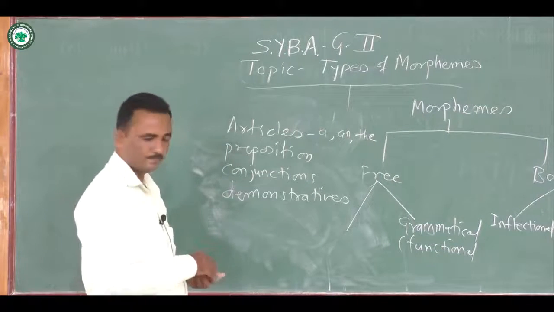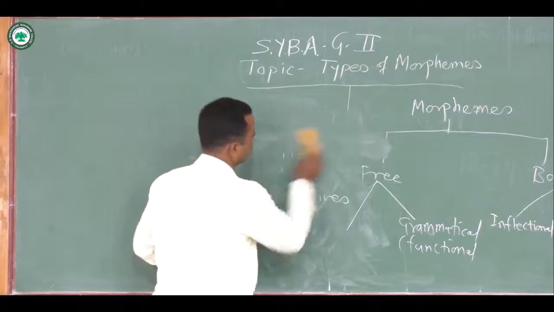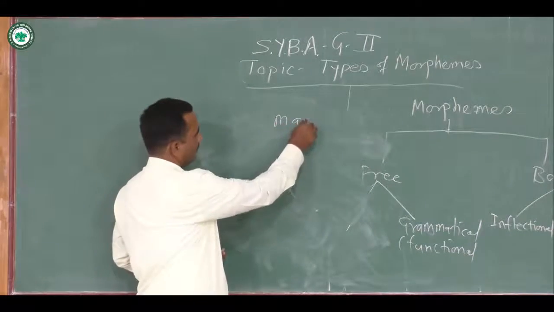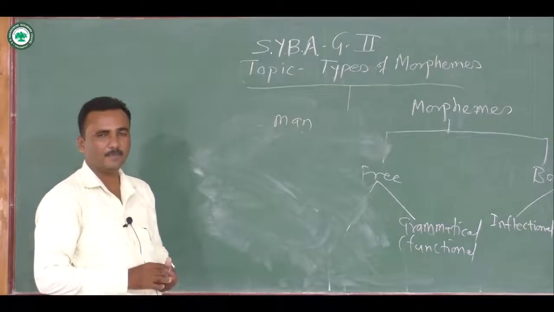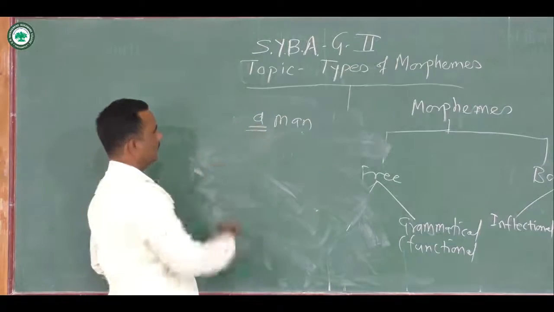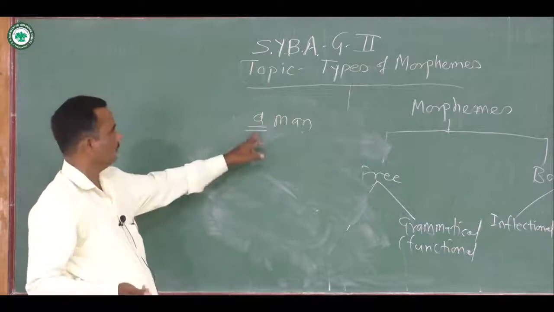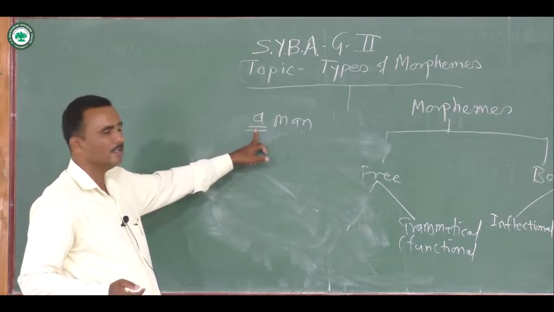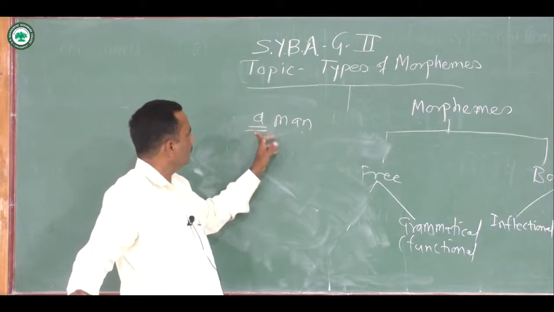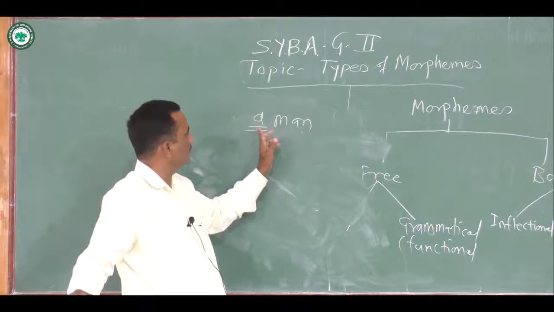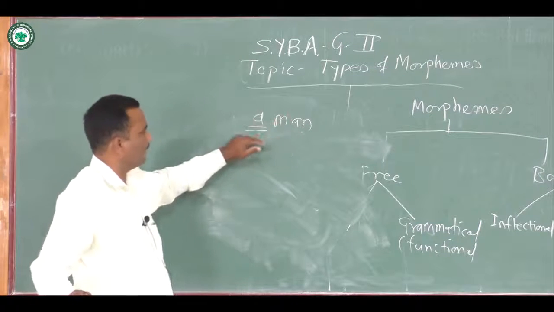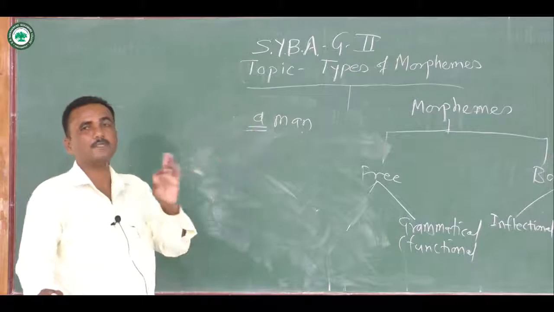For example, look at the word man. Man is a free morpheme, it is an independent morpheme, it can stand alone. Then I placed here an article, a. So a is also a free morpheme, it is an article, it comes in the closed category, but it modifies the meaning. It doesn't change the meaning, but it modifies the meaning. So man is generic, and by adding article a, it becomes specific.